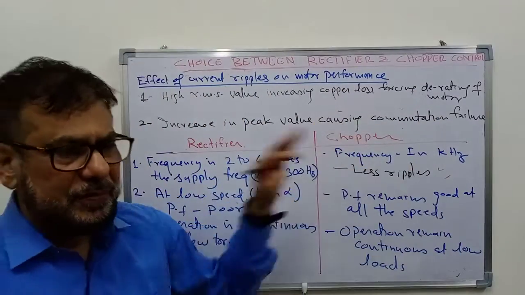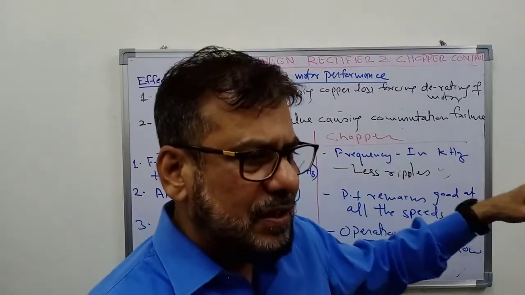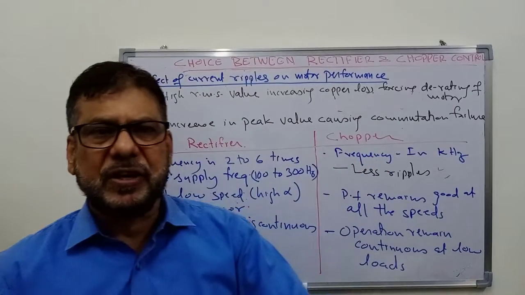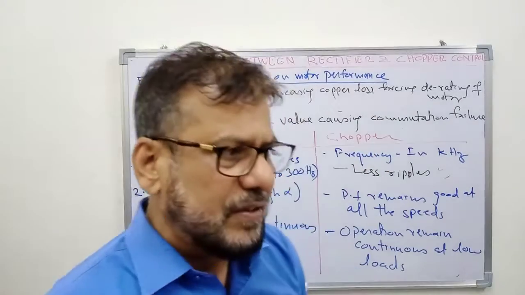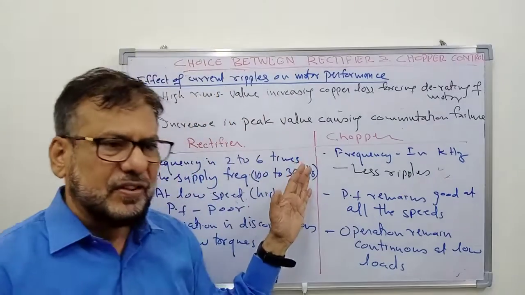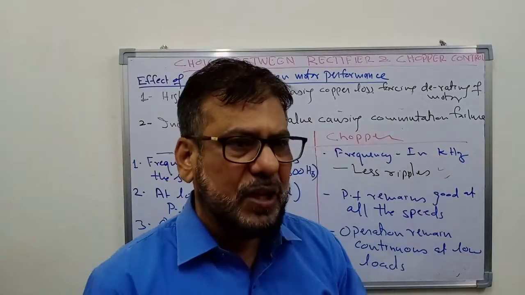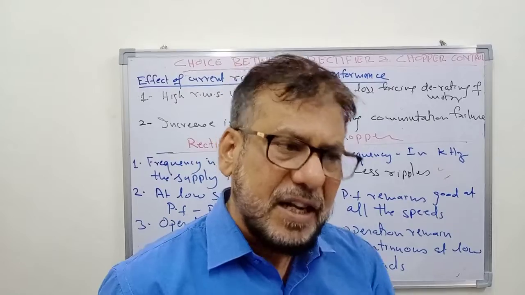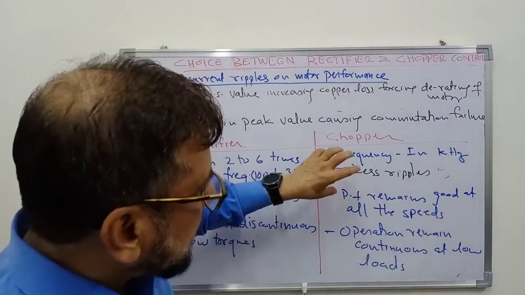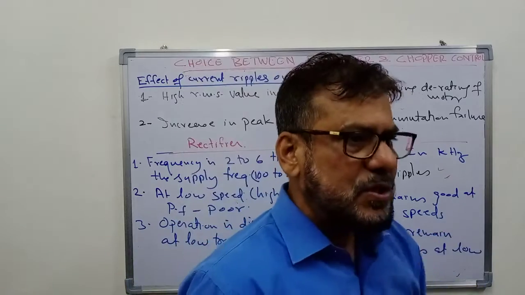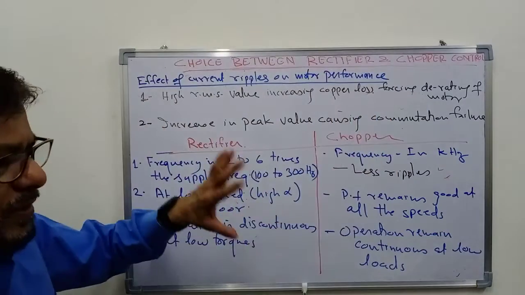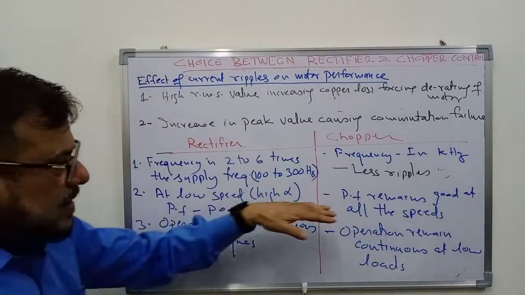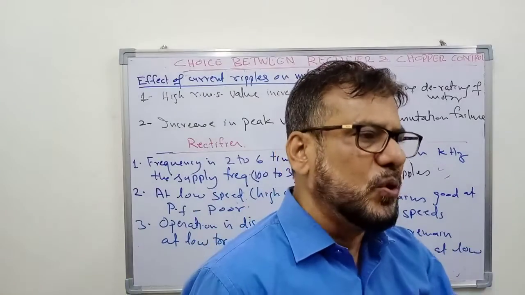And what is the input DC voltage of the chopper? Sometimes it comes from some battery or some PV panel or some DC source, but many times the supply is AC, and if you want to use a chopper, you have to rectify this AC supply into DC supply. So you have to use an uncontrolled rectifier that converts AC into DC, and that is fed to the chopper. In that case, if you are using a rectifier followed by a chopper, the power factor of the input side remains close to unity.